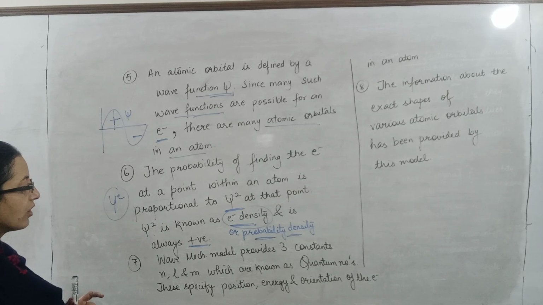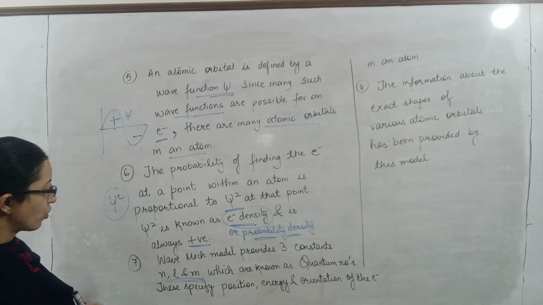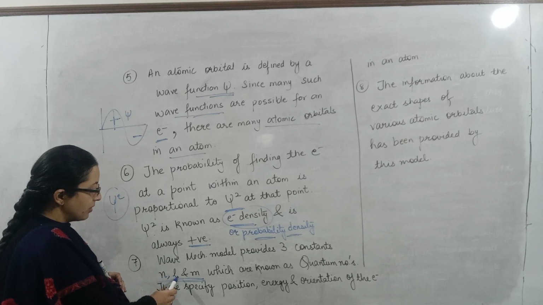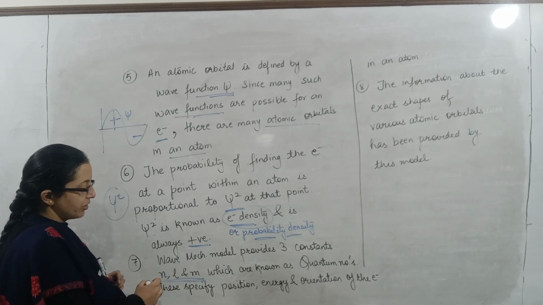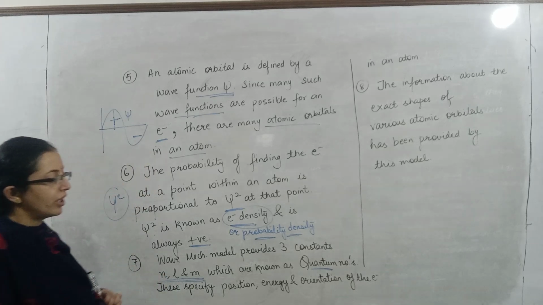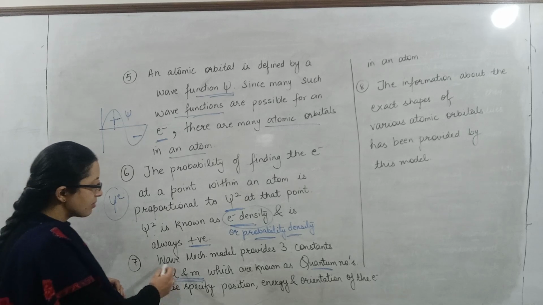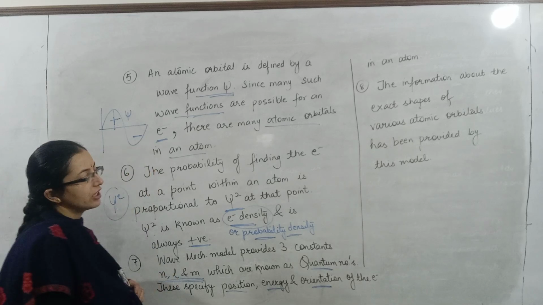When you solve this Schrodinger equation, we get three constants n, l and m. n is the principal quantum number, l is called azimuthal, and m is called the magnetic quantum number. These three quantum numbers have been calculated from the solution of the Schrodinger wave equation, and they tell us about the position, energy and orientation of the electrons within an atom.